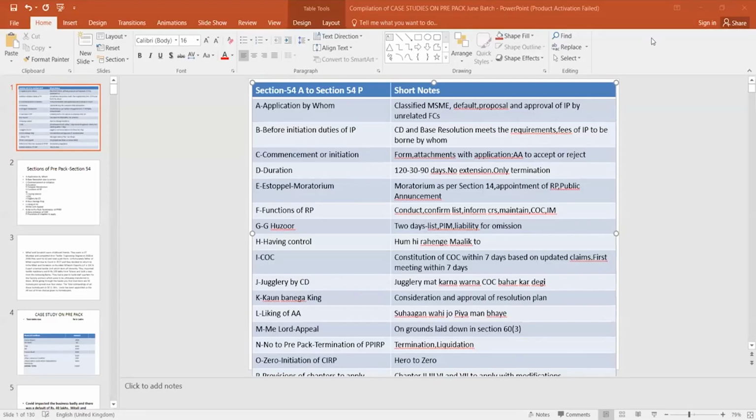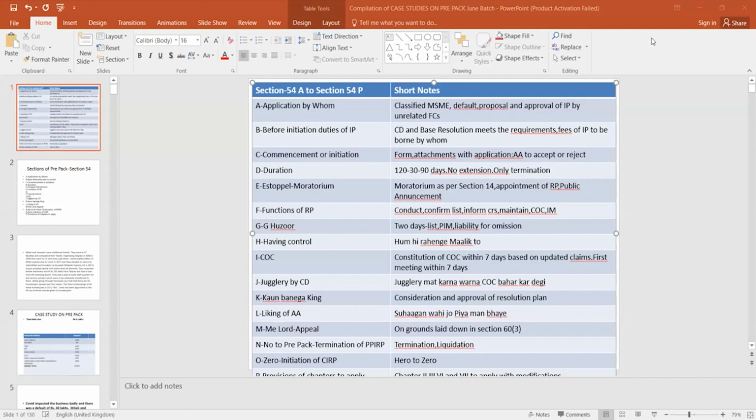Today we'll start with the case studies on section 54A to section 54P. But let us briefly revise what we read about this pre-pack. Section 54A talks of application, and it says that only a classified MSME can file an application.